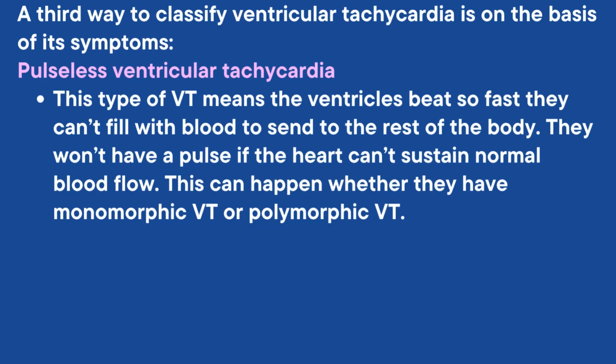A third way to classify ventricular tachycardia is on the basis of its symptoms. Pulseless ventricular tachycardia. This type of VT means the ventricles beat so fast they can't fill with blood to send to the rest of the body. They won't have a pulse if the heart can't sustain normal blood flow. This can happen whether they have monomorphic VT or polymorphic VT.